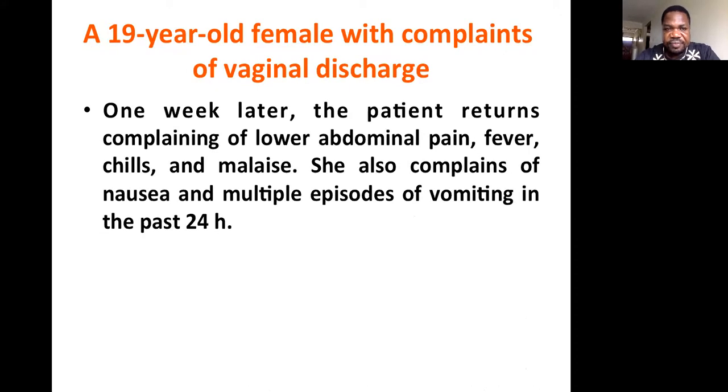Okay, now let's go back to our patient, the 19-year-old female who came to you with vaginal discharge. Now, 1 week later, the patient returns complaining of low abdominal pain. Remember, this was not there initially. Now she has low abdominal pain, fever, chills, and malaise. She also complains of nausea and multiple episodes of vomiting in the past 24 hours. Now you can see that the condition of this patient deteriorated. It becomes more complicated.